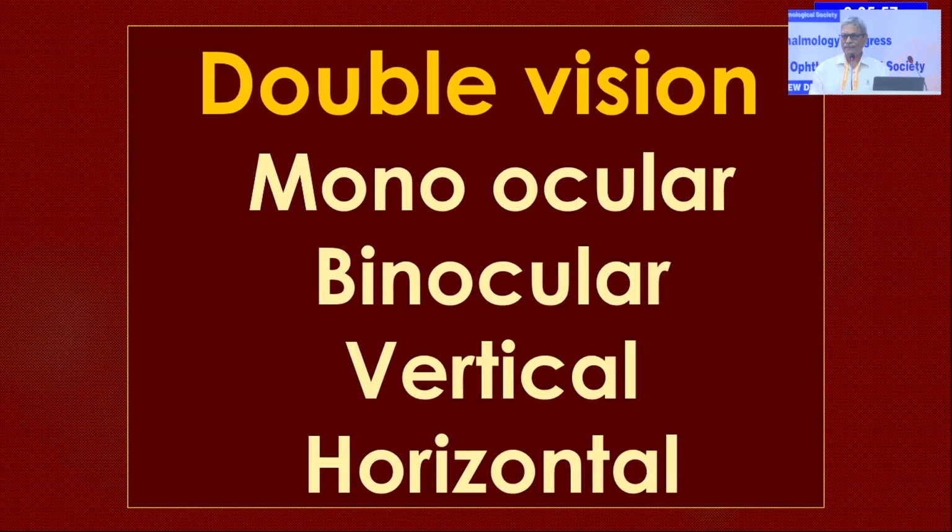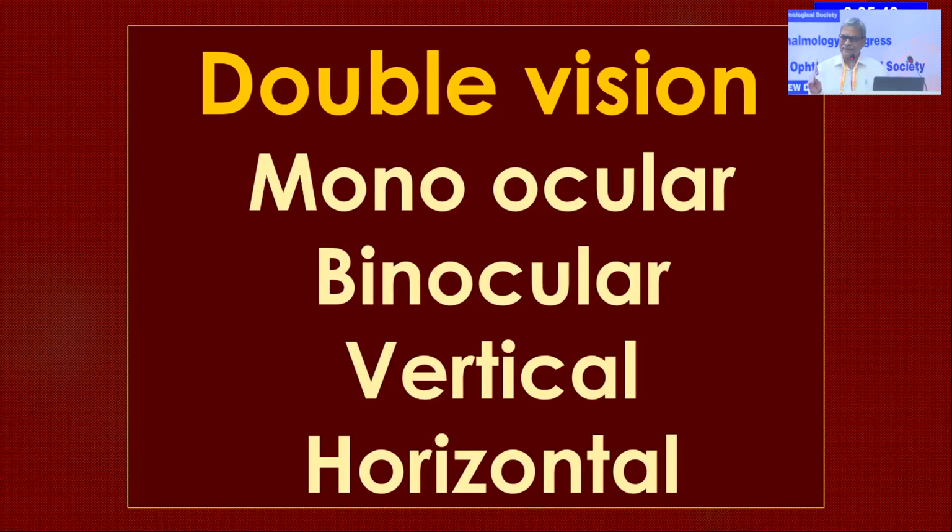Double vision: just close one eye and see. If the double vision disappears, that's called binocular diplopia. Only when both eyes are open is diplopia there. When one eye is closed, diplopia disappears. It's a case of neurology problems, neuro-ophthalmology problems. When I close one eye and the diplopia persists, it is an ocular problem. That's all. It's very simple.